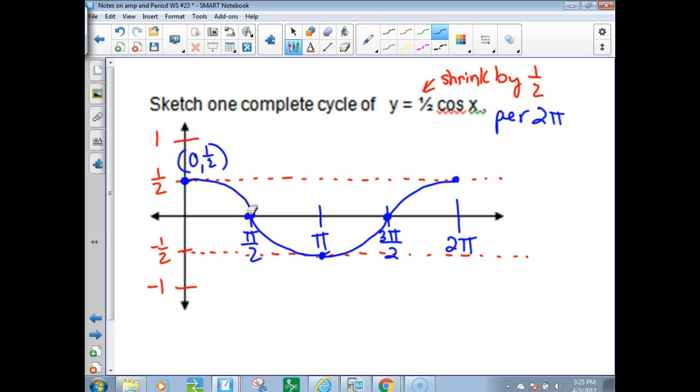The last step will be for us to label these. 0, 1/2 is the first one. Pi over 2, 0 is the second. Pi, negative 1/2. 3 pi over 2, 0. And the last one, 2 pi, 1/2.